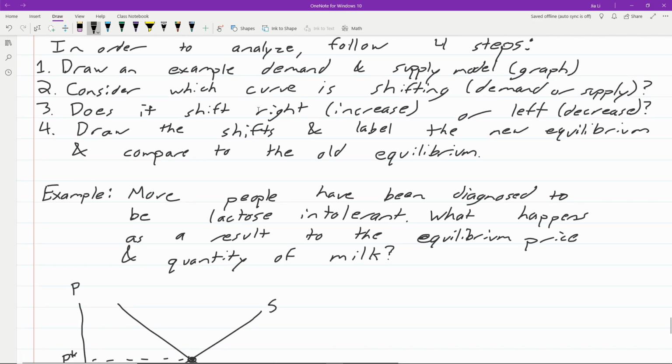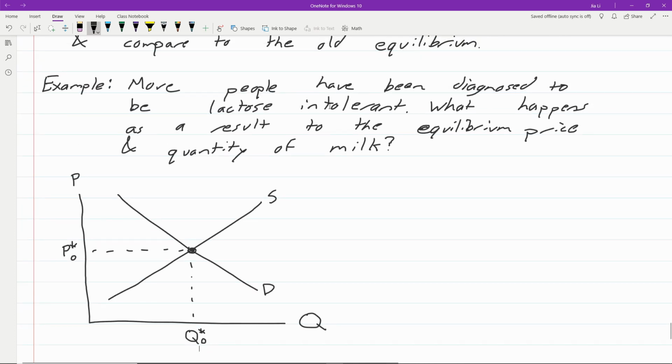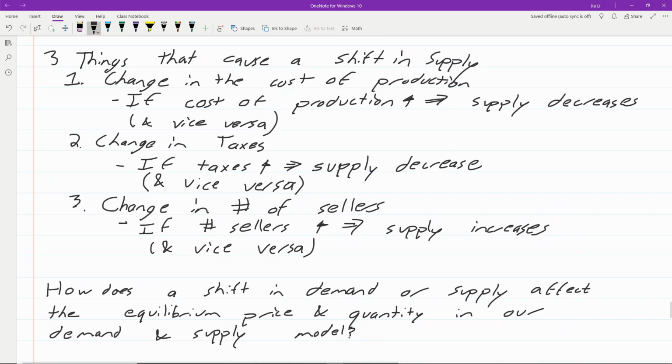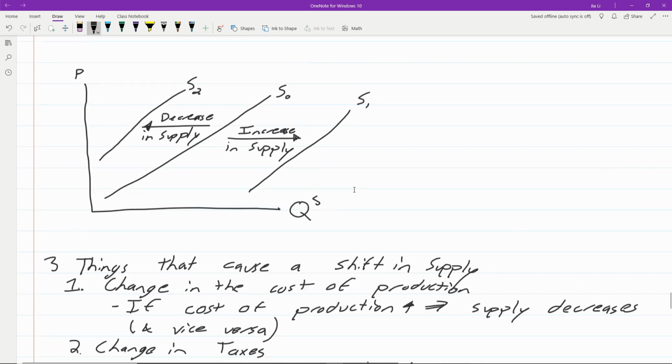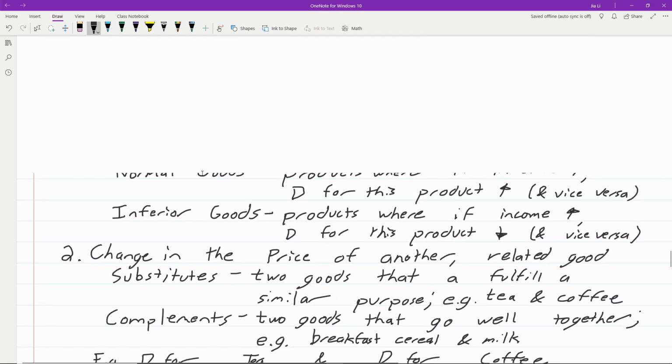Very fast. Number two, consider which curve is shifting. Will it be demand or will it be supply? Well, if I'm not immediately aware of which it should be, I can just refer to my notes up here. Three things that cause a shift in supply. Does lactose intolerance impact cost of production? No. Change in taxes? No. Change in number of sellers? No. So let's go back up and see about these demand shifters.